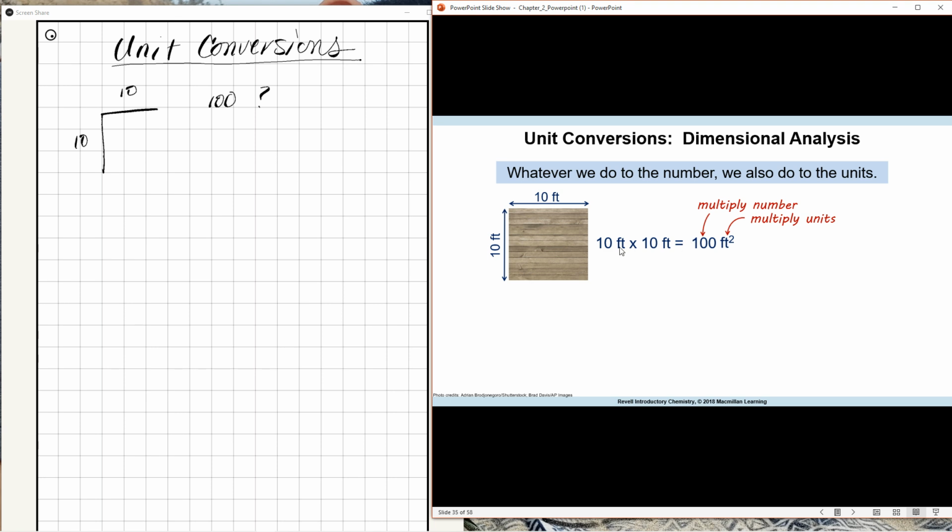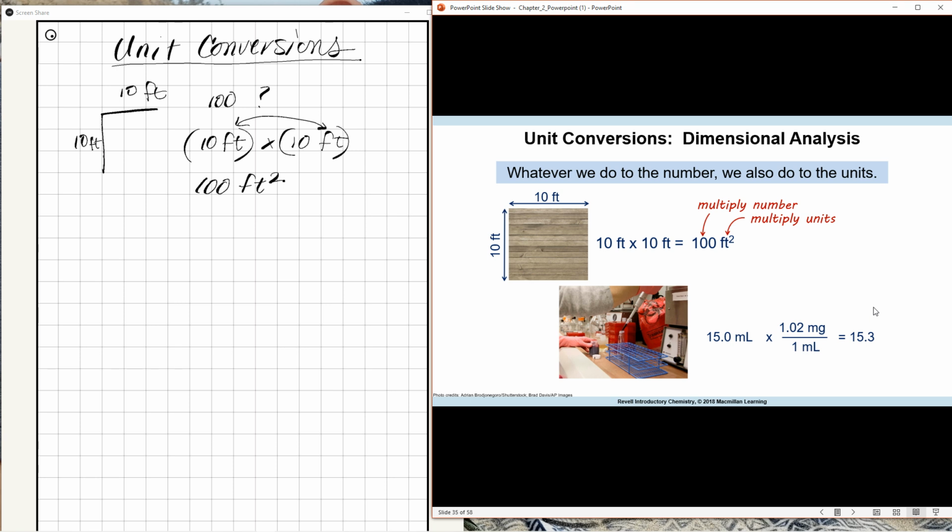In this case, this one is 10 by 10 feet, right? So we have feet and we have feet. So we get 10 feet by 10 feet. And we would say, okay, this is 100. But is it just 100 feet? We could see that it's not, because we're going to take feet and multiply it together. And that's what's going to give us feet squared. Okay.